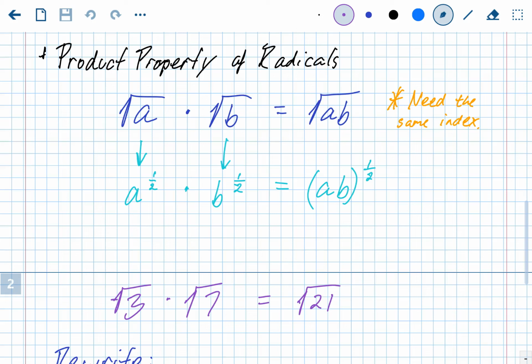Okay, so we left off the notes yesterday talking about the product property of radicals. We didn't quite finish the notes, so I'm going to go over what we talked about, and then we'll finish with the last couple examples.